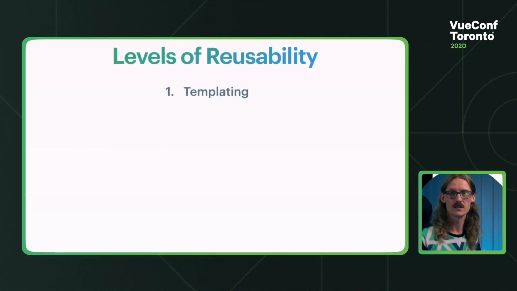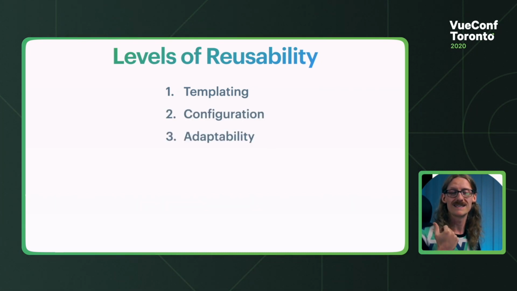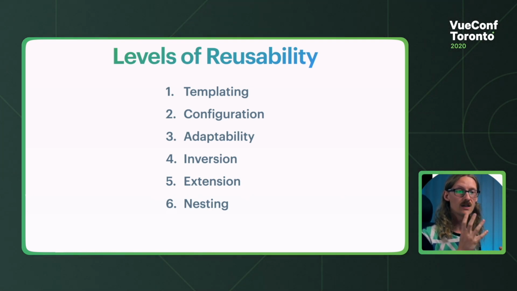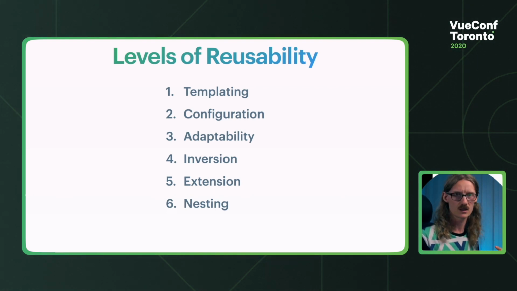So the first one is templating. Then we have configuration, adaptability, inversion, extension, and then nesting. So we'll go into a little bit about each one, but ultimately the rest of the course is about diving into each one of these in great detail and really exploring them and getting the most out of them that we possibly can.